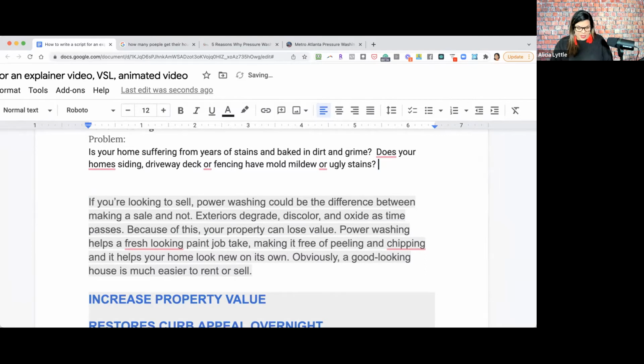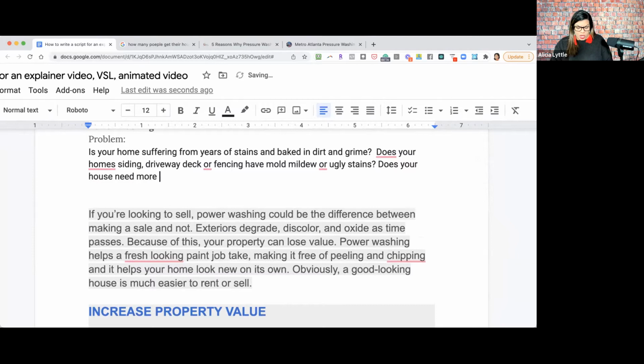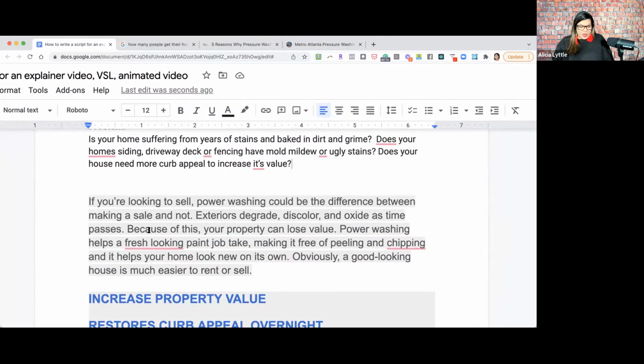Okay. Does your house need more curb appeal to increase its value, right? So we don't have to say if you're looking to sell, blah, blah, blah. Okay, so I'm gonna delete this.